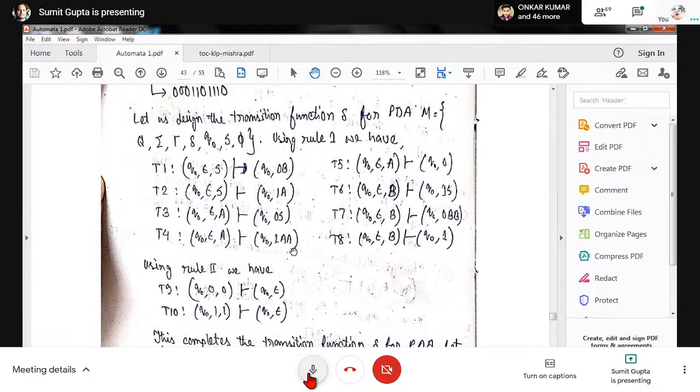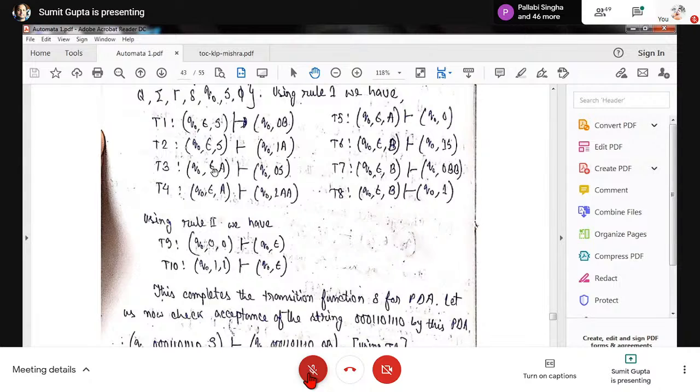So that was all happening because of rule 1. Now rule 2 says that whenever we have terminals, this is not about the non-terminals, this is about the terminals. Remember, these are all the non-terminals. So rule 1 was applicable for the non-terminal.